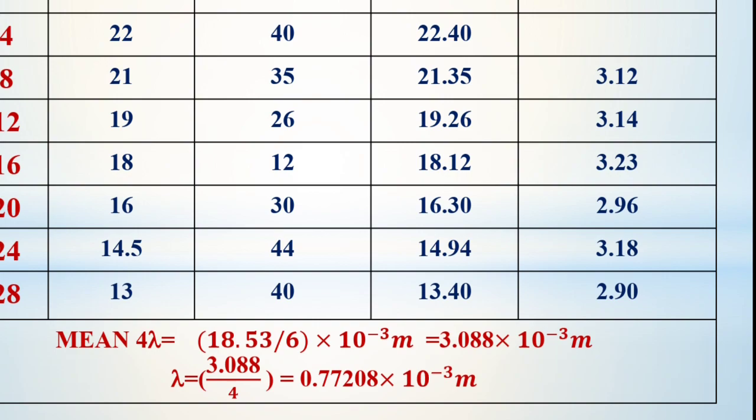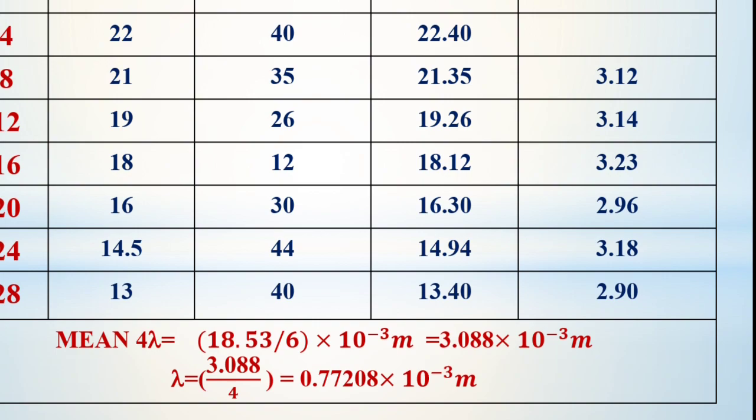Since we have 6 values, you divide it by 6. So the mean 4 lambda obtained is 3.088 into 10 power minus 3 meters. Next, we need to calculate the length of one wave. So we are finding out what is lambda. Lambda is equal to 3.088 by 4, since it is 4 lambda.